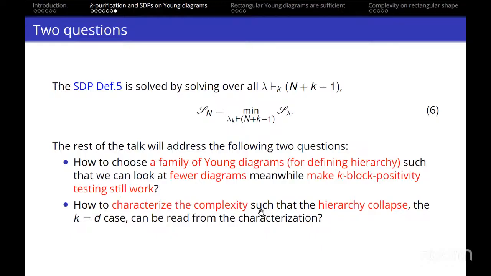In particular, the hierarchy collapses, because for the case of K equal D, all the questions turn into the complete positivity problem, which means that we only need to look at the eigenvalues of X.